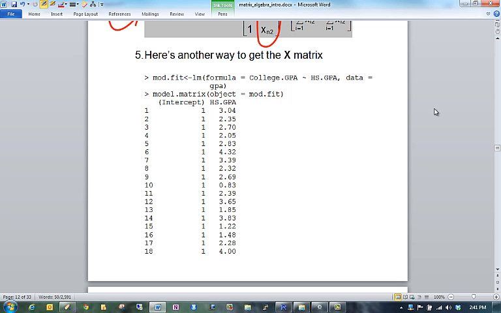Just another way to get an X matrix out that might be a little bit easier than using the cbind. With the Introduction to R lecture, we looked at how to use the lm function. If I were to use the lm function to estimate my model and put the results into an object called mod.fit, then I can use a function called model.matrix, and this gives me my X matrix out.